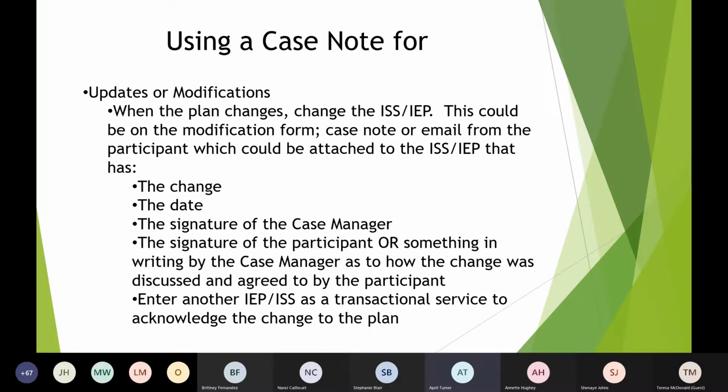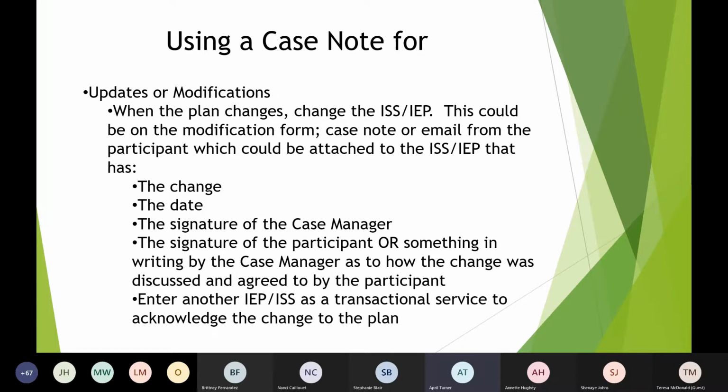Then you enter another IEP service as a transactional service the same day that you put them in the new support service to acknowledge the change to the plan. So every time you put them in a change in a service that is changing their plan, such as a support, you're helping them with something, they're being referred to a new agency, you are going to enroll them in a new service, and then you're also going to enroll them in an IEP as a transactional service again. So you would put them in and take them out just like you do your supportive service.